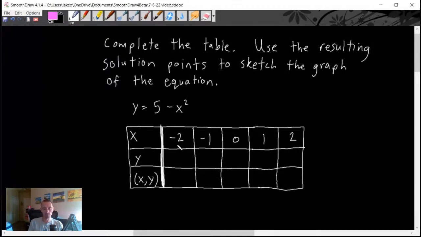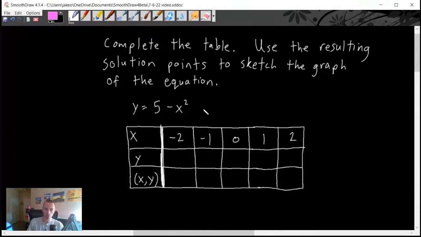So first of all, what we need to do is figure out the y value that corresponds with each of these x values based on this equation. To do that, we go to our equation and replace all of our x's with whatever number is in our x row here, and figure out what y value we get out of our equation from doing that.